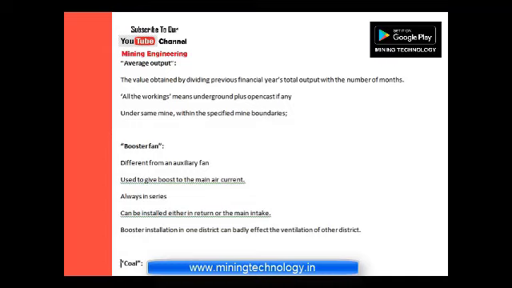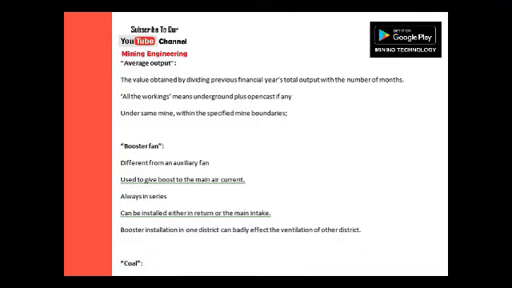Next, coming to the point, average output. The average output is obtained by dividing the previous financial year's total output by the number of months. All the workings are included, underground plus opencast, if any. The total calculation of output region-wise is calculated including opencast and underground, and productivity will be calculated on both underground and opencast.